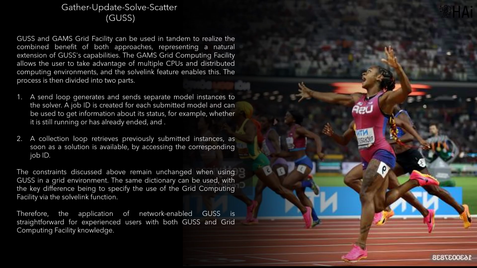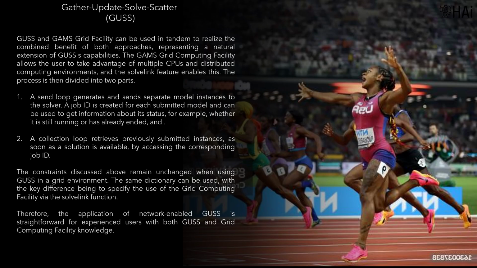The constraints discussed above remain unchanged when using GUS in a grid environment. The same dictionary can be used, with the key difference being to specify the use of the grid computing facility via the SolveLink function. Therefore, the application of network-enabled GUS is straightforward for experienced users with both GUS and grid computing facility knowledge.